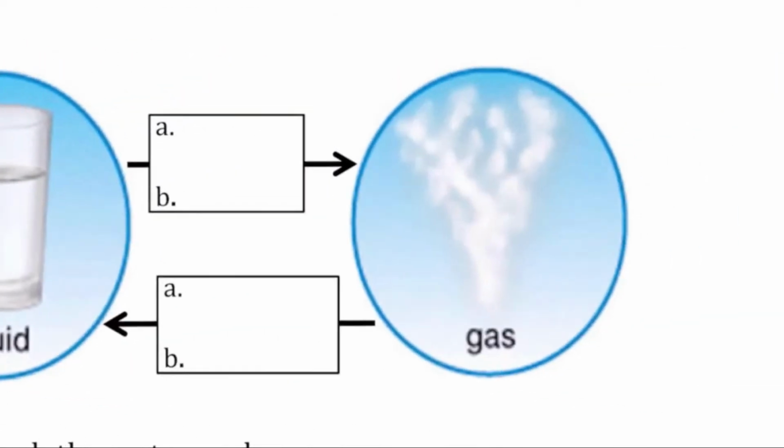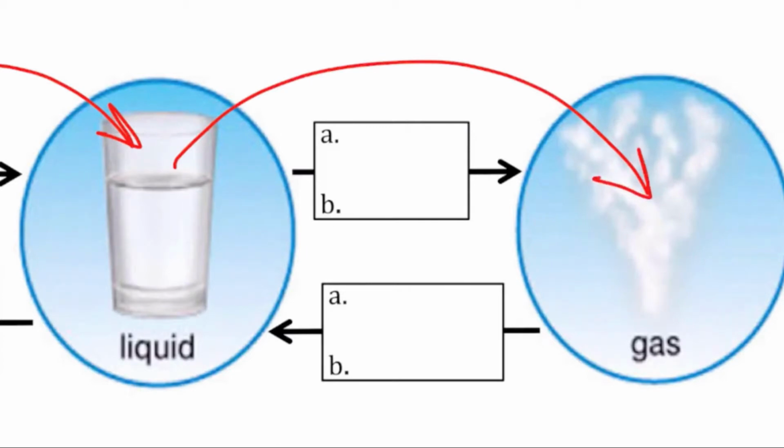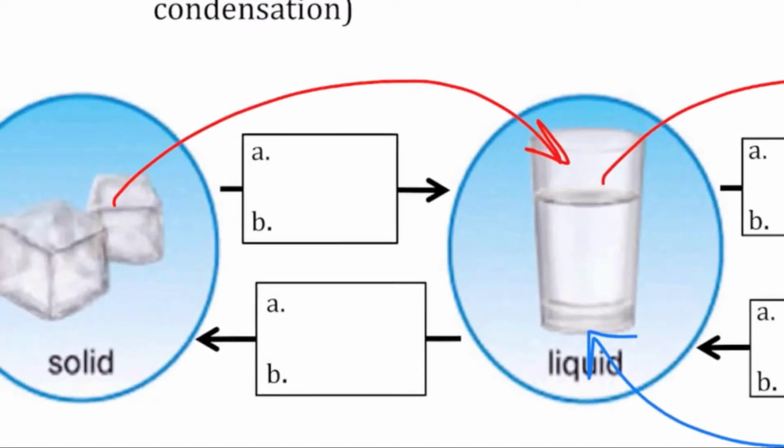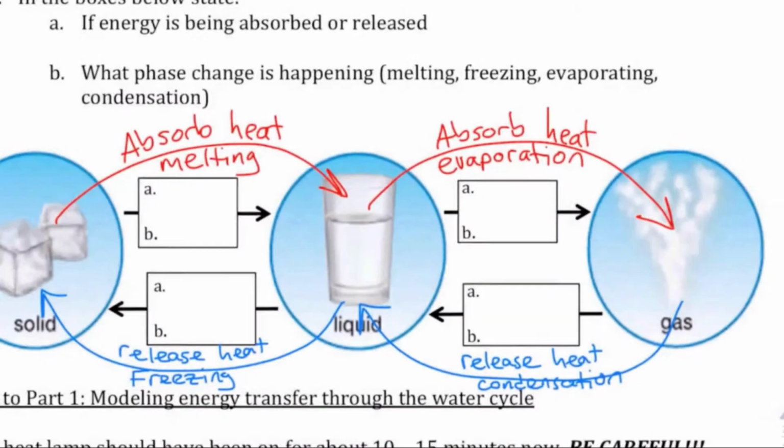Same thing is happening when you go from the liquid into a gas. The liquid is going to absorb heat, and it will phase change from a liquid into water vapor or gas. And now we're going to go back the other way. When you go from a gas to a liquid, the gas is going to release heat, meaning it's cooling off, and it's going to phase change from the gas back into the liquid. And then on the other side, if that liquid continues to lose heat, then it will turn back into a solid, which we call freezing.